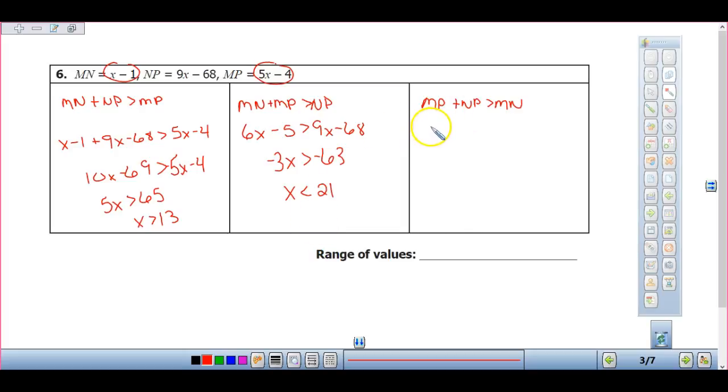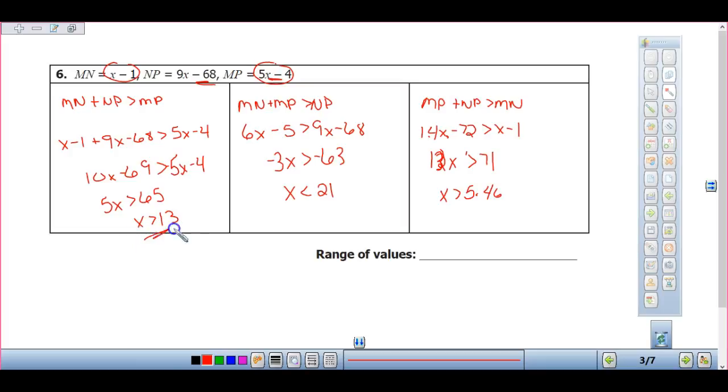Okay, and we go over here. Again, you can take your MP plus your NP and get 13x minus 72 is greater than x minus 1. 12x is, oh, sorry. I have to add those together. I get 14. I screwed that up again too. 5x plus 9x is going to be 14x. So I have 13x is greater than 71. X is greater than 5.46.